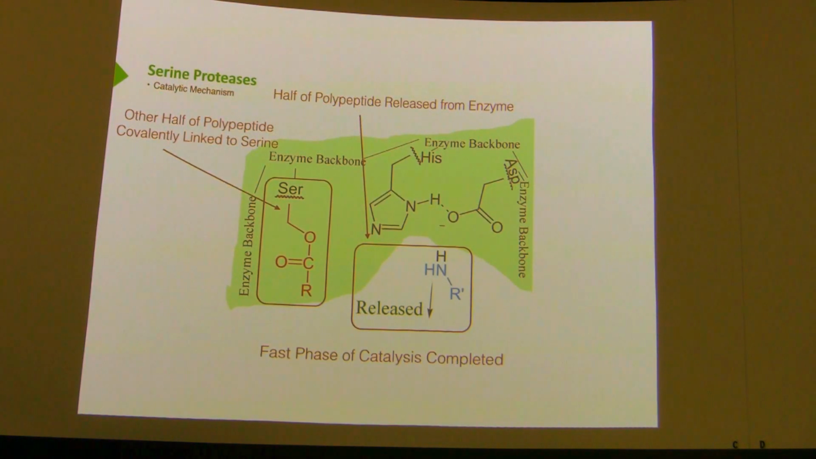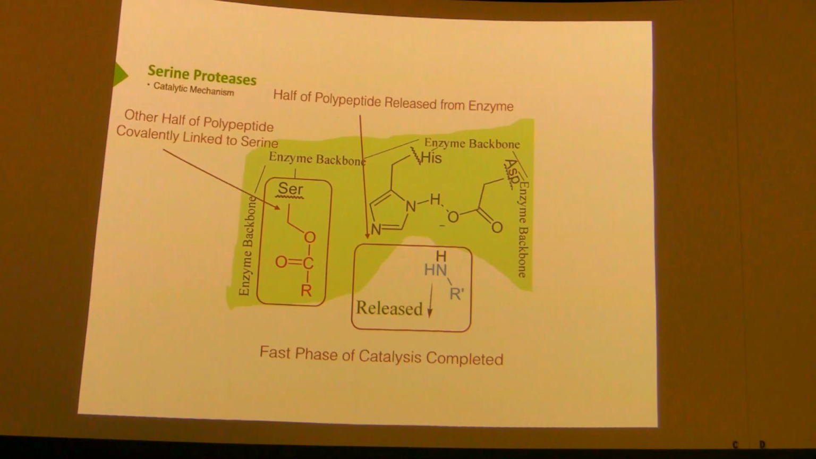Okay? Bang. That happens just like that. It doesn't take any time to happen. It's happened. And in the case of the yellow intermediate that we had before, the yellow color would be produced at this point. Now we enter the slow phase of the catalytic process, and it's an essential phase because if we don't release that other polypeptide chain from the serine, the enzyme is dead.